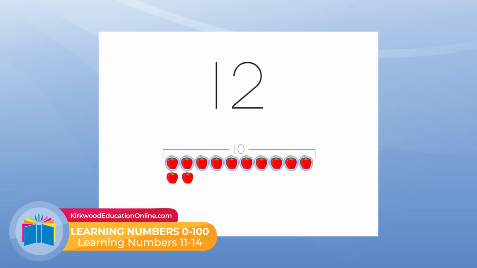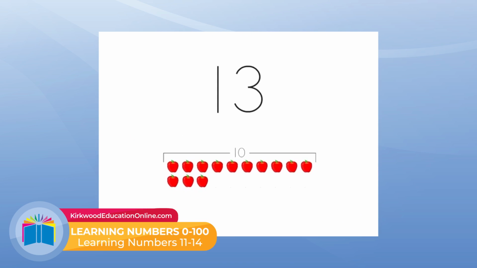You see the 10 apples and two more. And I want you to notice that the two more corresponds to the 2. So 12 is made up of 10 things plus two more. I want you to see that. Now once more, say the number 12.